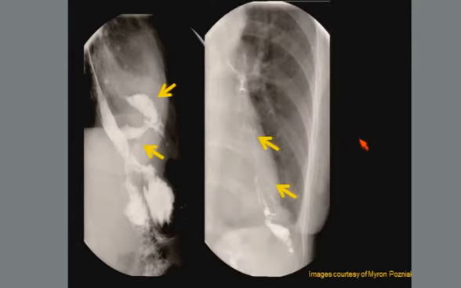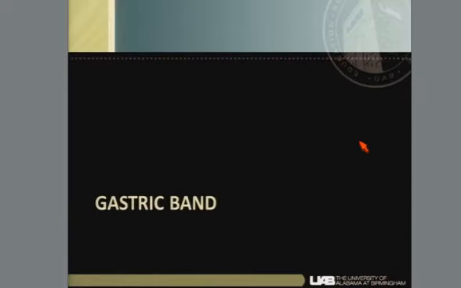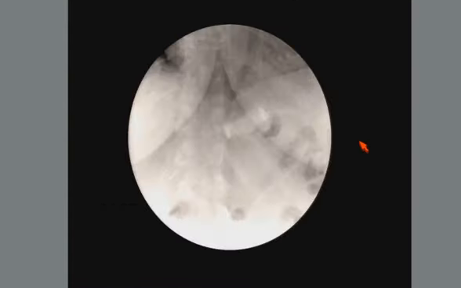And here's another patient demonstrating a leak from the gastrojejunostomy, and again, the unexpected communication with the airway, emphasizing the importance of using low osmolar contrast agents in these patients. So let's close with a quick discussion on gastric band and then also on the gastric sleeve.